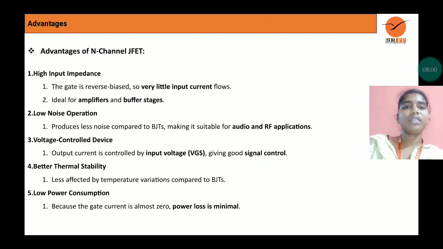Advantages of the N-channel JFET: high input impedance, low noise operation, voltage controlled device, better thermal stability, and low power consumption.